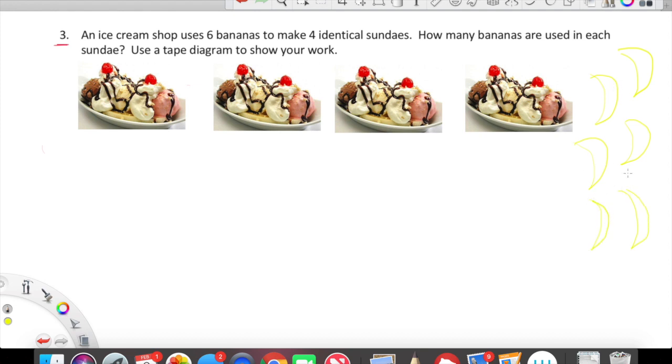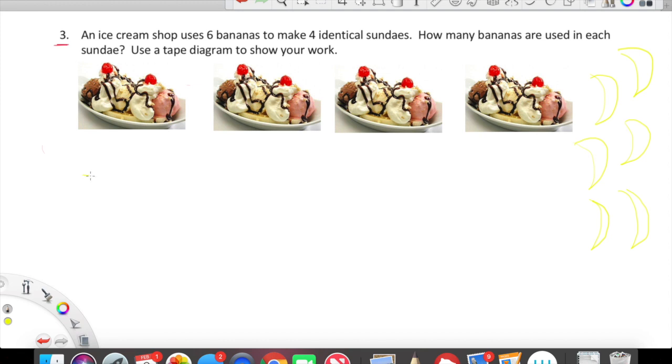Okay, so I have 6 bananas and 4 ice cream sundaes. Clearly, we have more bananas than ice cream sundaes. So just thinking about this using logic, we're realizing that there's more than 1 banana in each ice cream sundae. Awesome. So what is a tape diagram that can be used to support what's going on in my lunch story today?